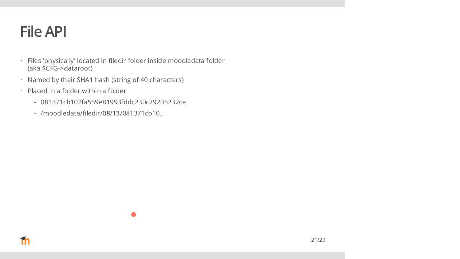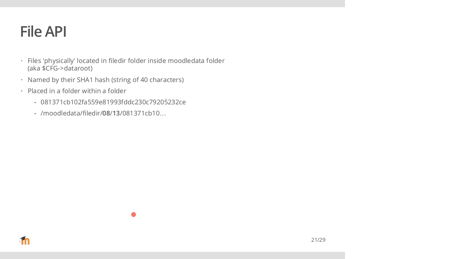Which leads us nicely onto the file API. This took me a little bit to get my head around. So files, I use the term physically loosely, because obviously physically they're probably stored on a hard drive platter or your solid state disk, but they're located in a folder, the filedir folder, which is inside your Moodle data folder. And I had a bit of a surprise the first time I had a peek inside there, thinking I was just going to find my dancingbears.jpg or whatever other file I'd just uploaded, because it wasn't there.